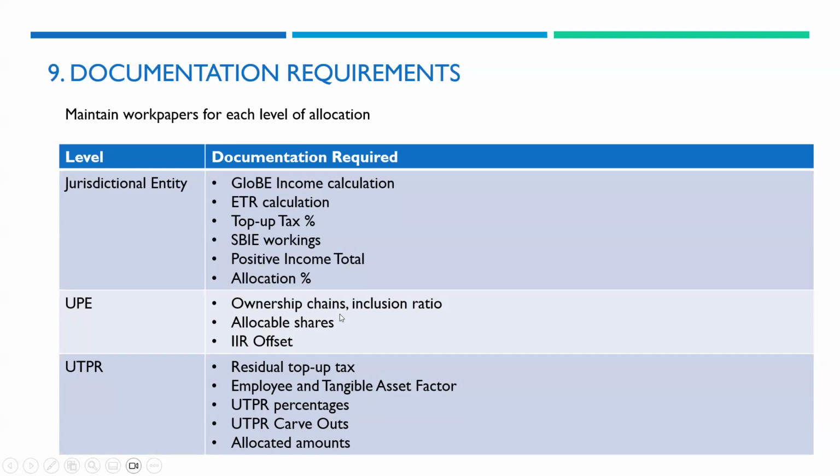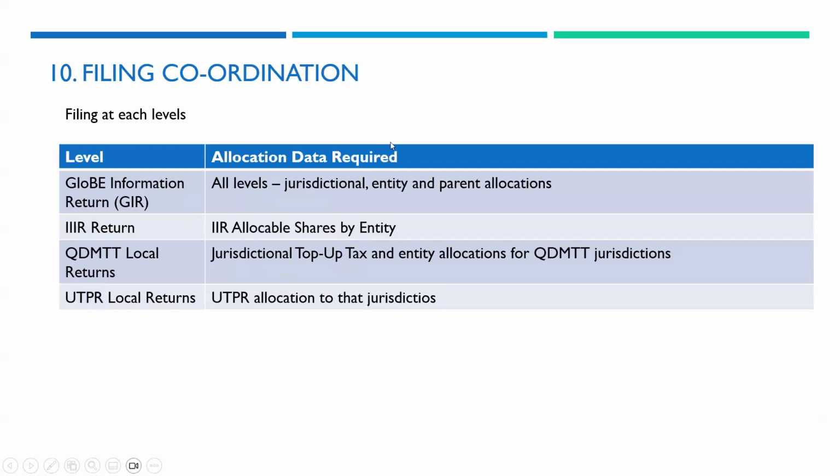For UPE ownership chains, you have to understand how to find the inclusion ratio, allocable shares, and IAR offset if POPE has paid. Then for UTPR, you have to find the residual top up tax after IAR. Then the employee and tangible asset factor for each constituent entity to find the UTPR percentages, UTPR carve outs if they are not zero, and the allocated amounts. These are the documentation requirements, and the returns or documents you would be filing with the tax authorities.